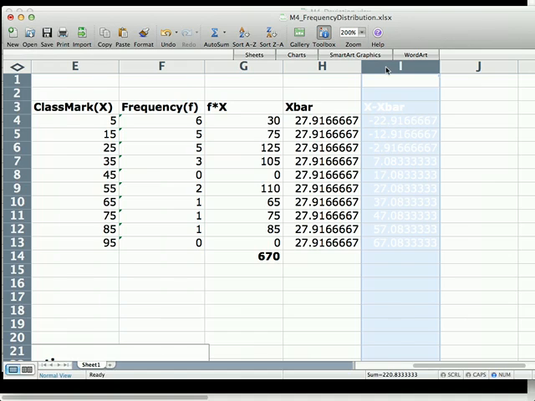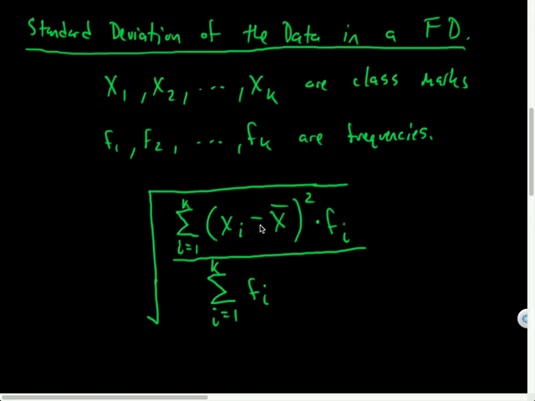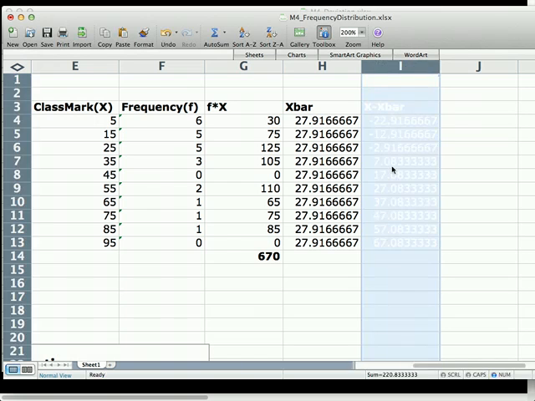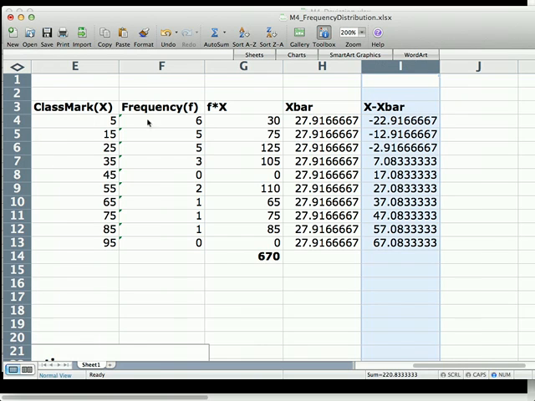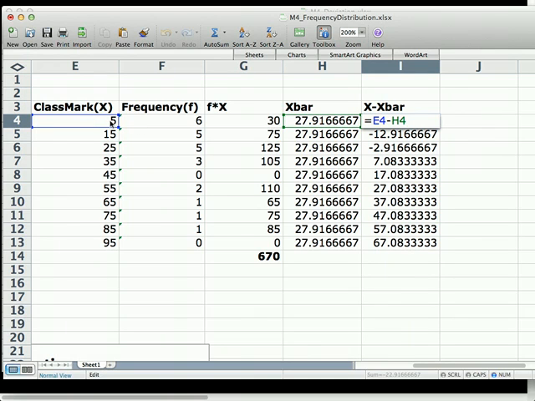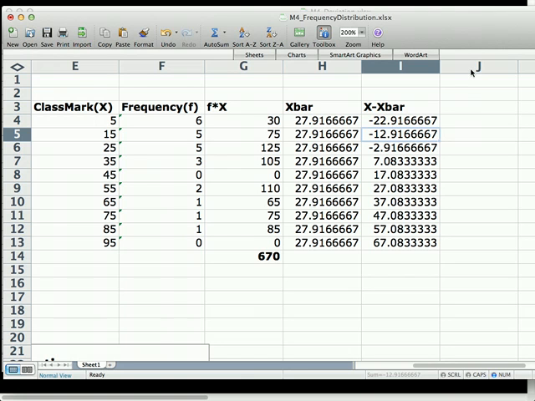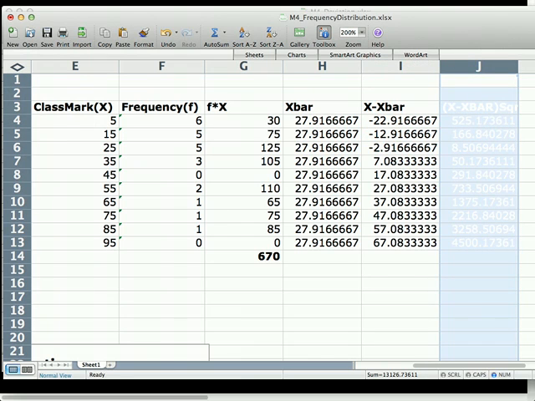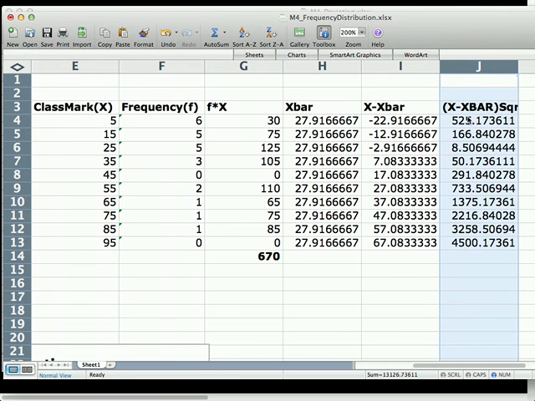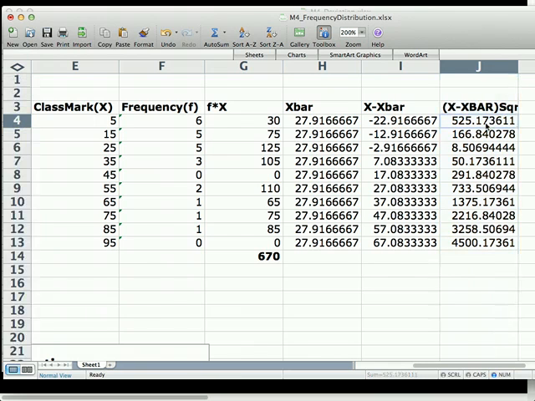The next thing I'd want to calculate is the difference between my class mark and that mean. And you can see that that's actually what I did here, right? So what's my formula look like? I said take the class mark and minus the mean, the X bar, right? So I did that. All right, next thing I want to do is square that value, right? So I believe that's what I do here. So x minus x bar squared, and the formula for that, I just squared the thing on the left. All right, so far making sense.